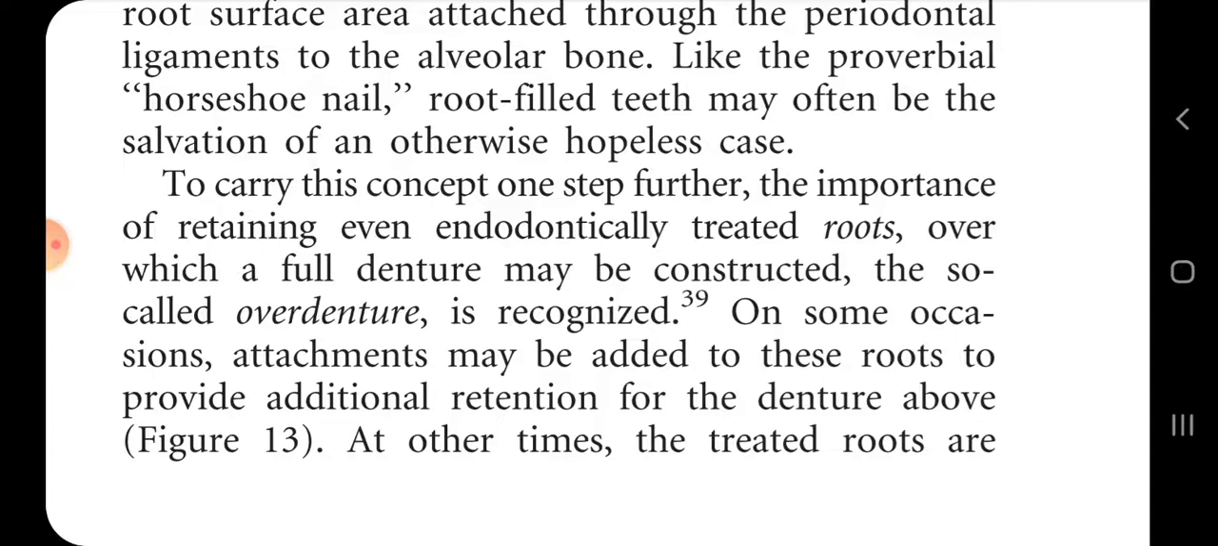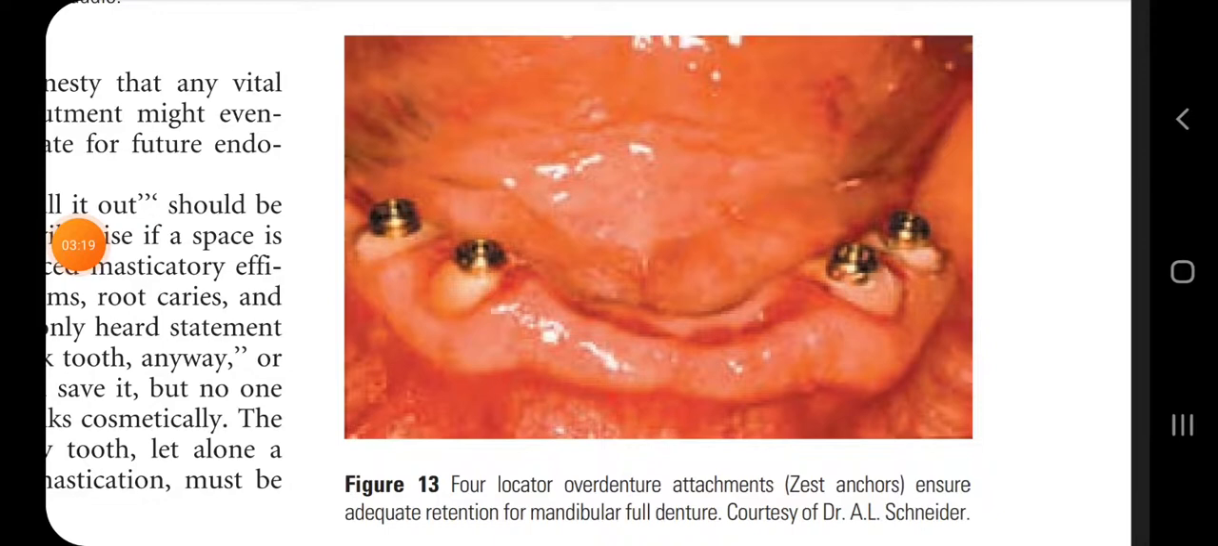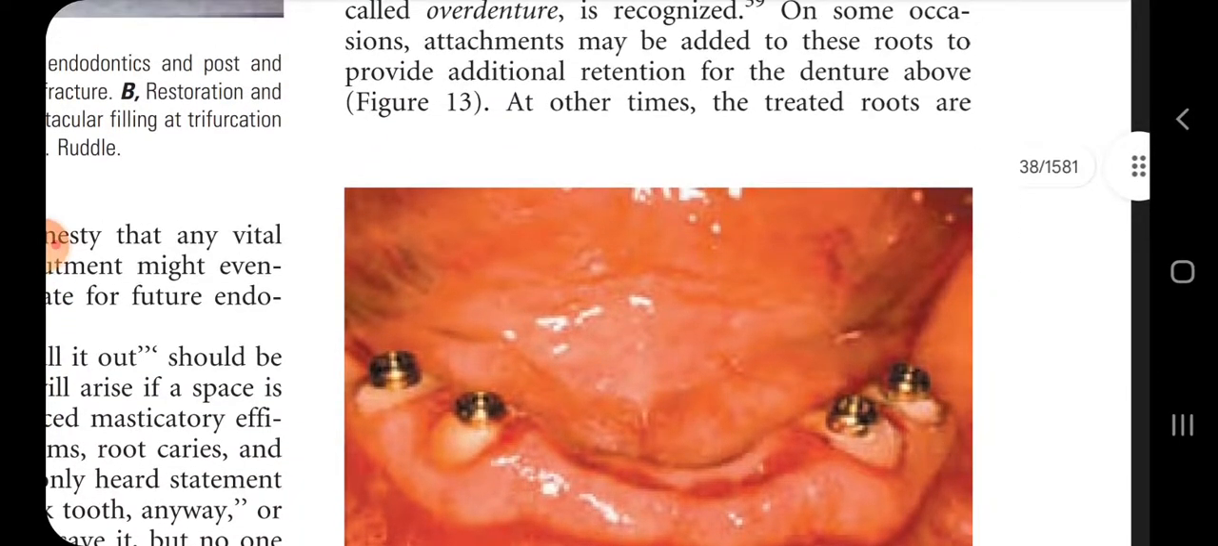You can see in figure 13 four locator overdenture attachments. These anchors ensure adequate retention of a mandibular full denture without extracting the tooth. The tooth is endodontically treated, and an attachment is placed upon which a complete mandibular denture will be placed.